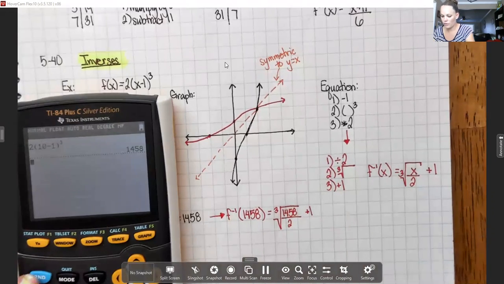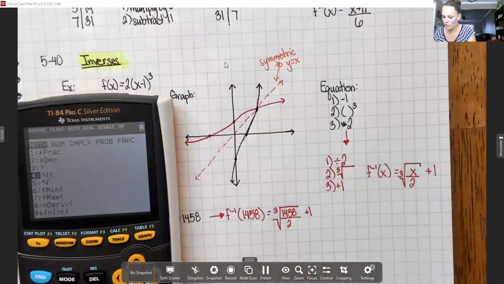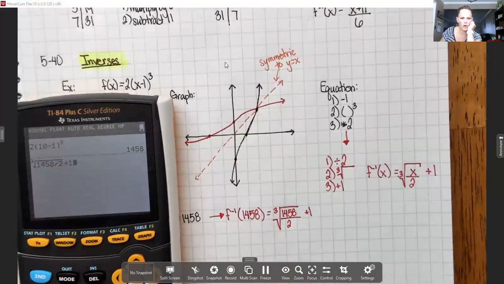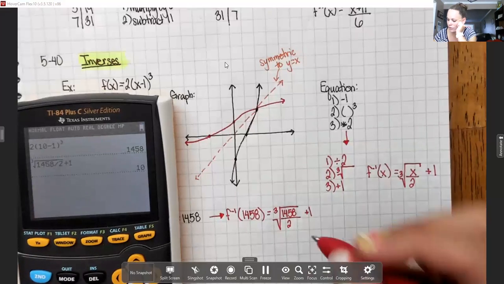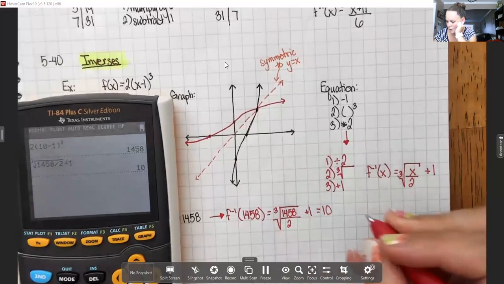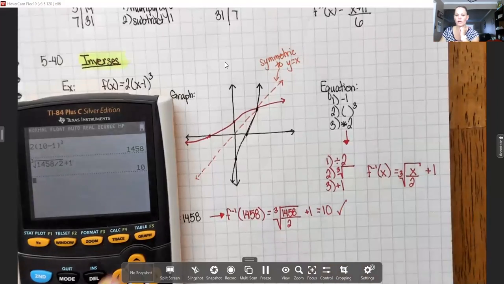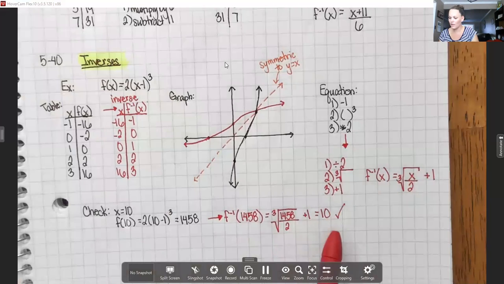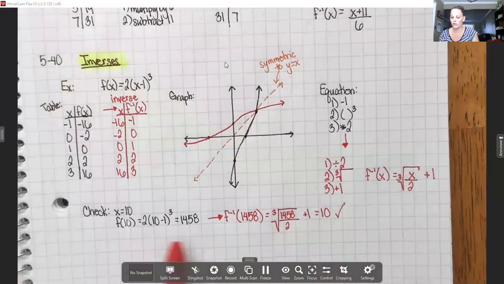All right, so cube root of 1,458 divided by 2, and then plus 1. Again, on your calculator, you use the right arrow to make sure the plus 1 is not inside that cube root, and I get 10. So it worked. Remember whatever your original input was, that's what you want to be the output when you switch the input and output.